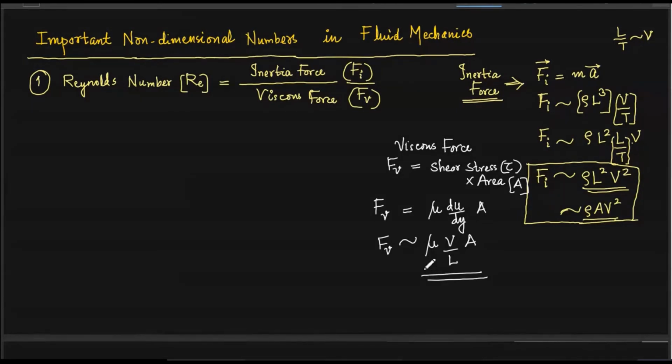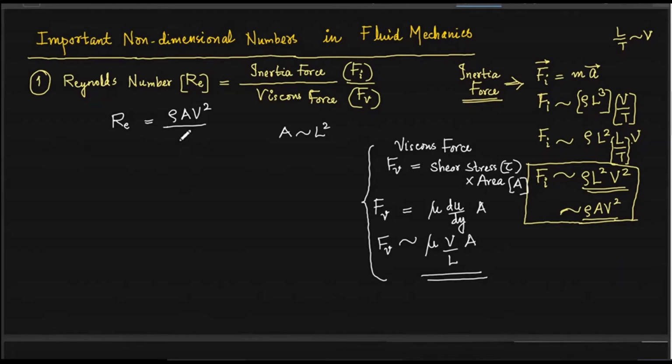So that will be the substitution you have to make for the viscous force. Therefore the Reynolds number here will be rho A V square, or rho L square V square, since area is of the order of L square. Divided by the viscous force, which is mu into V by L into A. So one velocity will be cancelled, giving rho L V divided by mu. Okay, so this is it. This is the Reynolds number that you know very well, rho L V by mu.